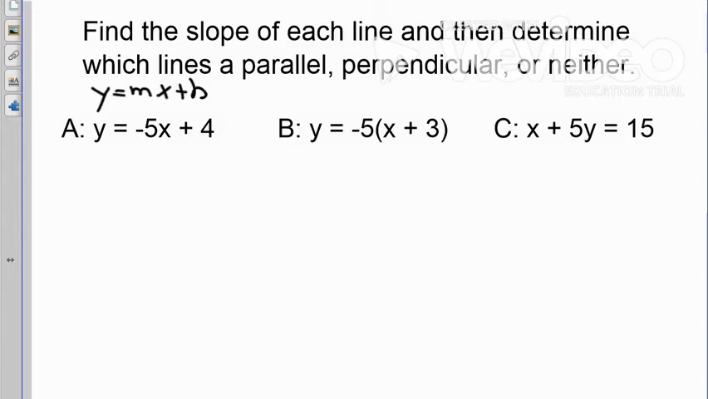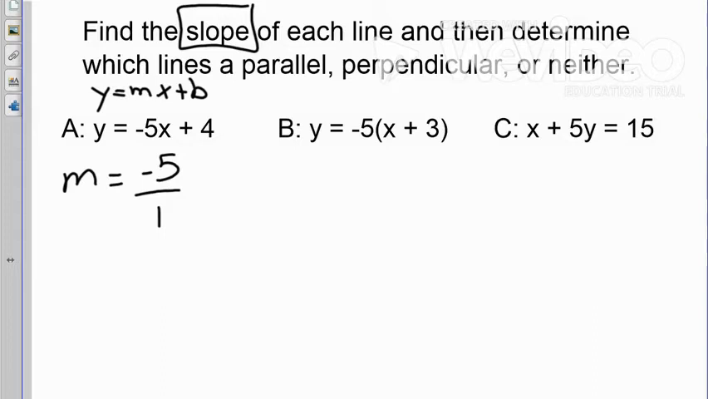Okay, so looking at the graph of A, this is in slope-intercept form, right? y equals mx plus b. So in this case, we just want to look at slopes. That's what we're trying to find and compare. So the slope for line A is going to be -5. I'm going to write it over 1, just so that way we have it like that.